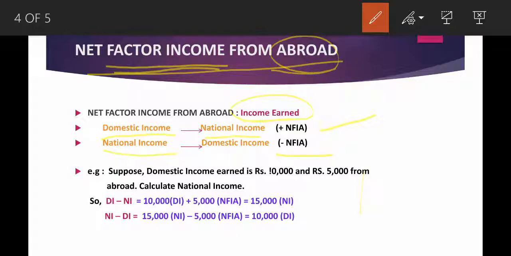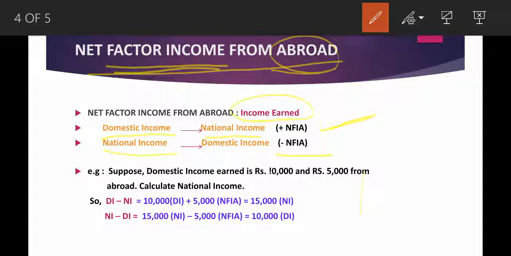The reason is that in national income we add income from the country and also from abroad. But in domestic income, only the income generated inside the country is used. So while calculating domestic income, we will not include any income generated from outside the country, unless it is part of our domestic territory.